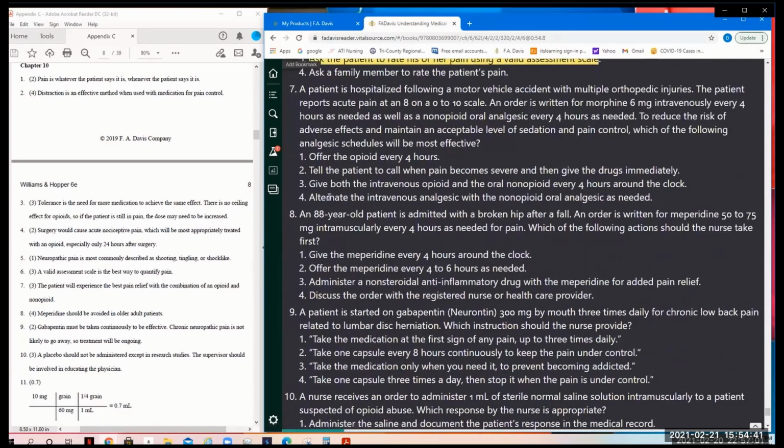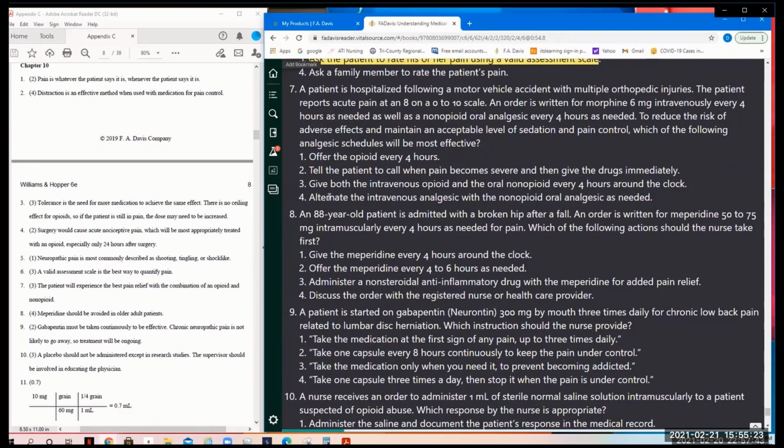Number seven, a patient is hospitalized following a motor vehicle accident with multiple orthopedic injuries. The patient reports acute pain at an 8 on a 0 to 10 scale. An order is written for morphine 6 milligrams intravenously every 4 hours as needed, as well as non-opioid oral analgesic every 4 hours as needed. To reduce the risk of adverse effects and maintain an acceptable level of sedation and pain control, which of the following analgesic schedules will be most effective?